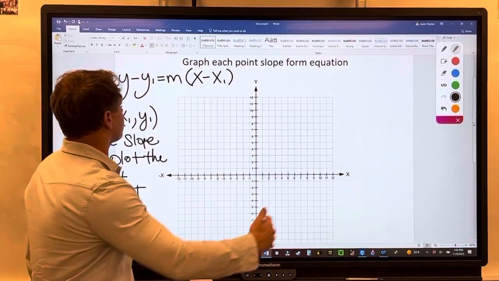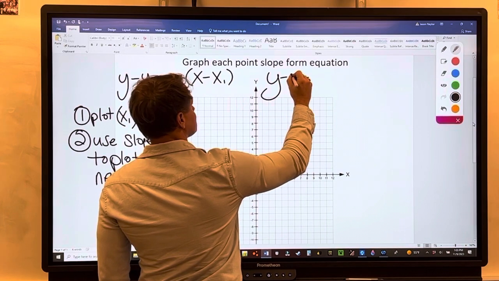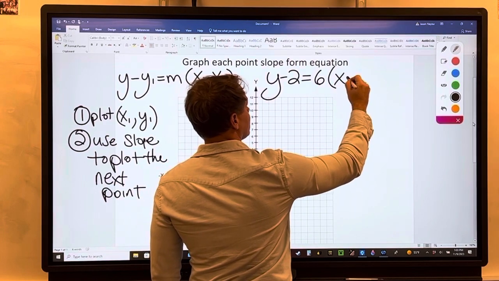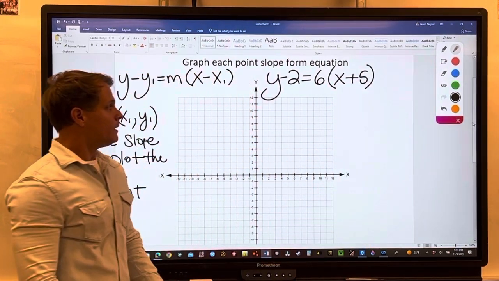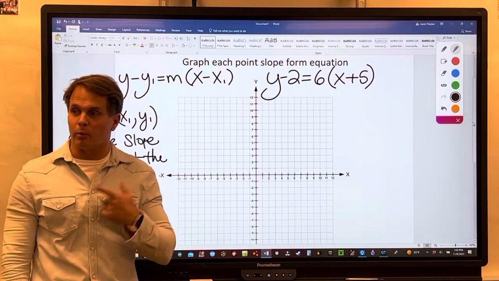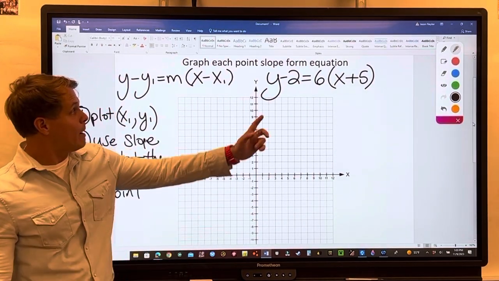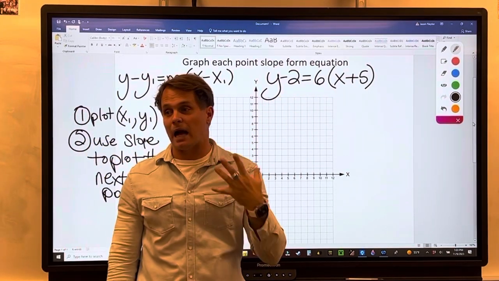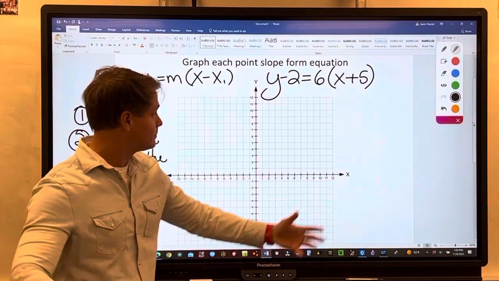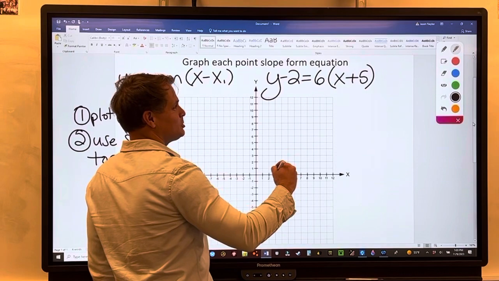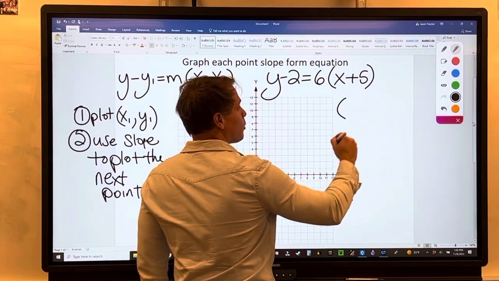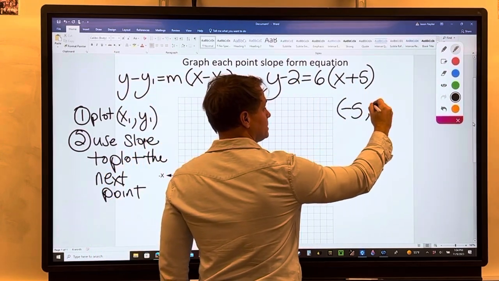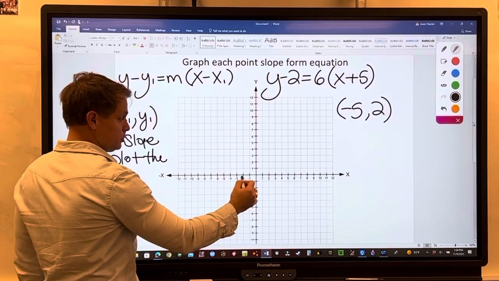Let's say we start with y minus 2 equals 6 parentheses x plus 5. The very first thing we're going to do is plot our x and y coordinate. Now remember, when we look at this, that's the x value and that's the y value. It's always the opposite sign though. Remember when I told you about that? So the points that we're going to plot are -5, opposite sign, and +2, opposite sign. So -5, 2 would be right here.